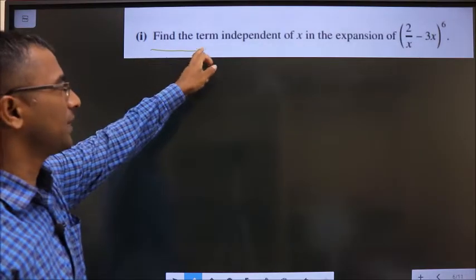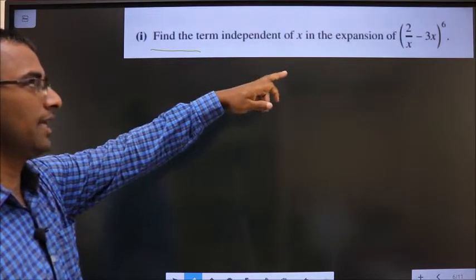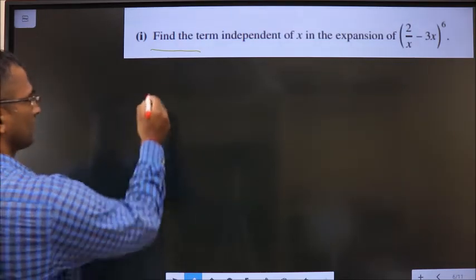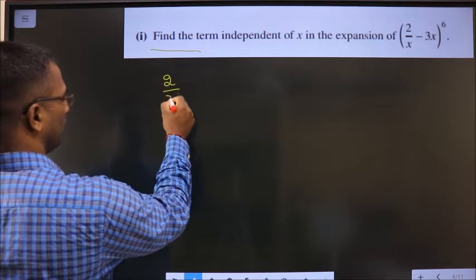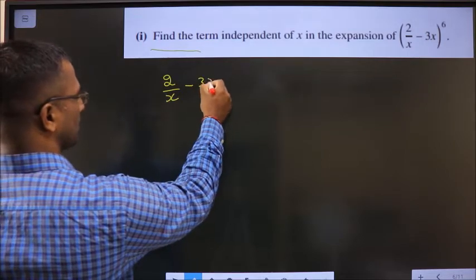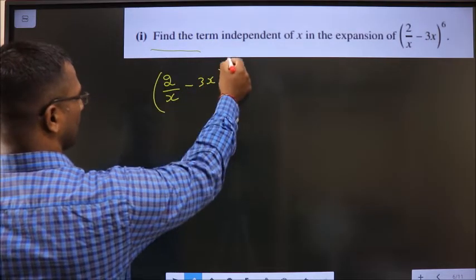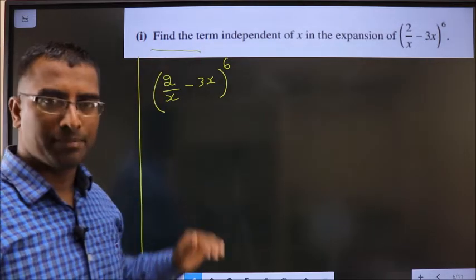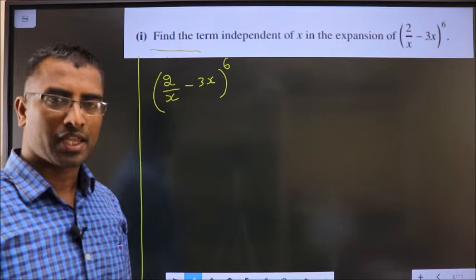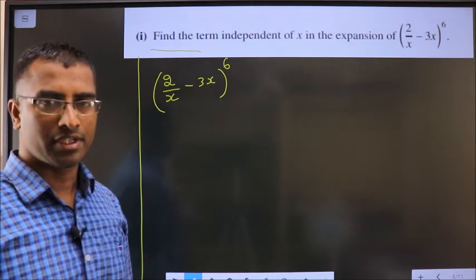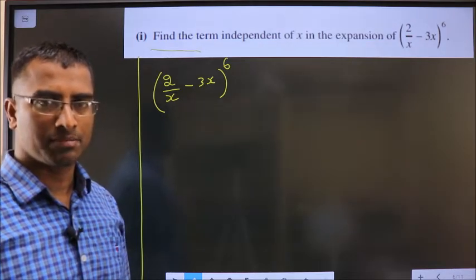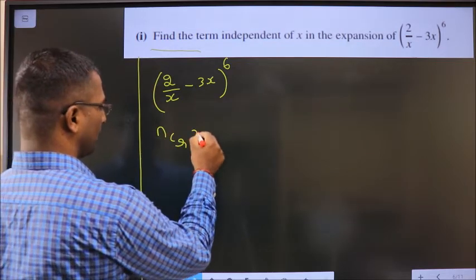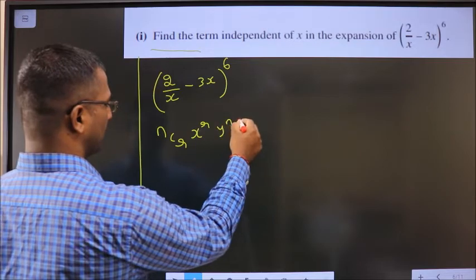Find the term independent of x in the expansion of (2/x − 3x)^6. For any binomial theorem sum, we should write the general term first. Formula for general term is nCr x^r y^(n−r).